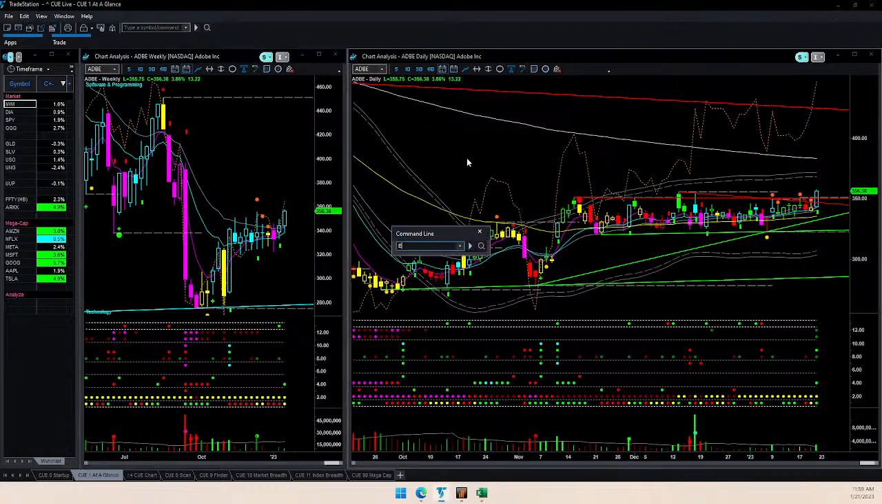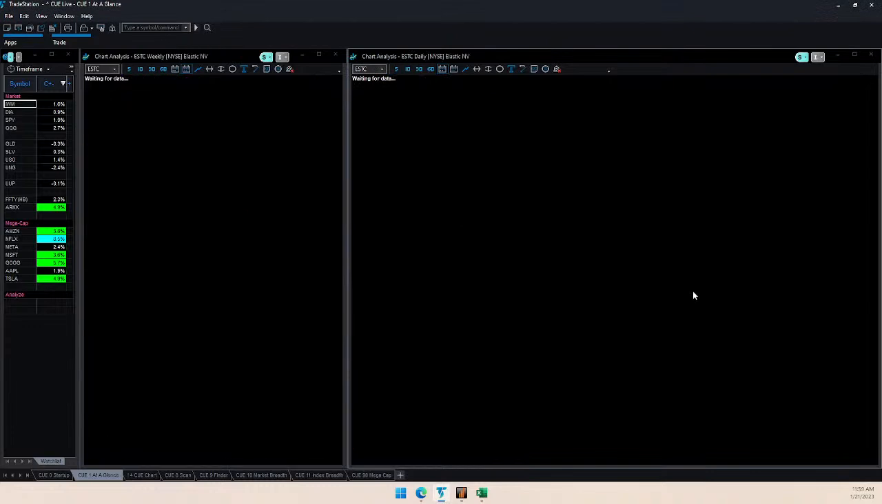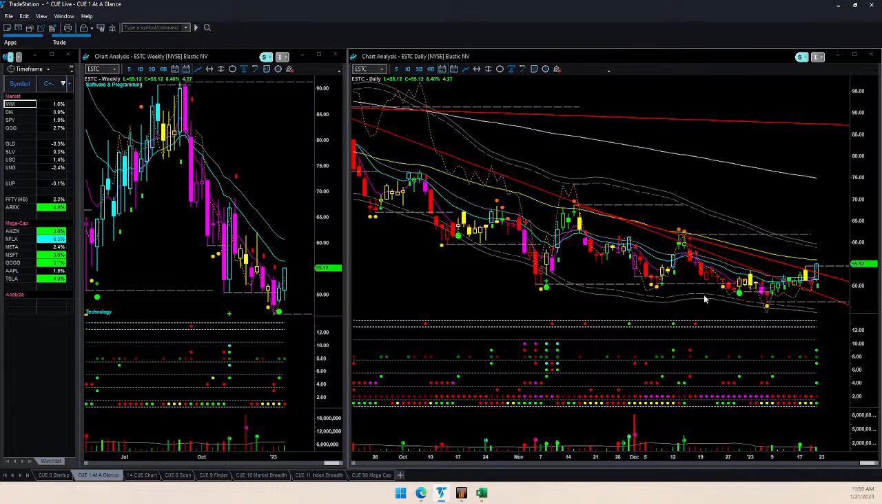How was ESTC? Let's look back again. It was not in an uptrend. It is just breaking the downtrend. So if I had to choose between two stocks, one is breaking a downtrend, one is in an uptrend consolidation and then breaking out again, I would choose the one that was already in an uptrend. So technically, Adobe is looking better than ESTC.